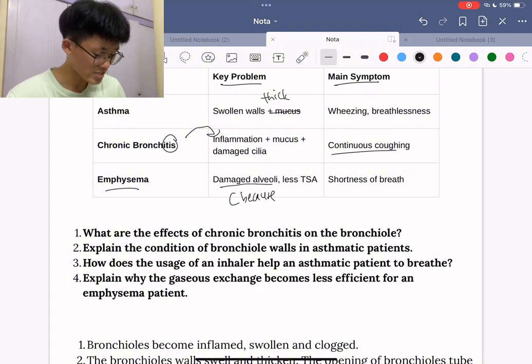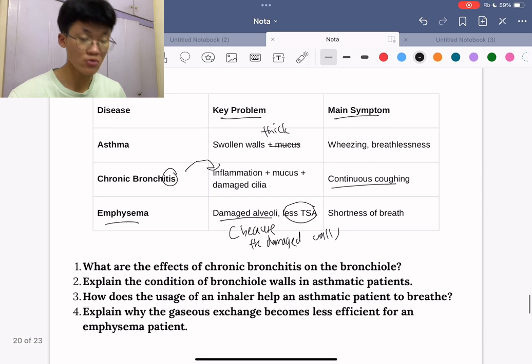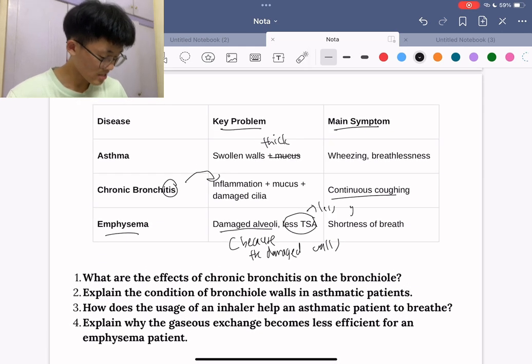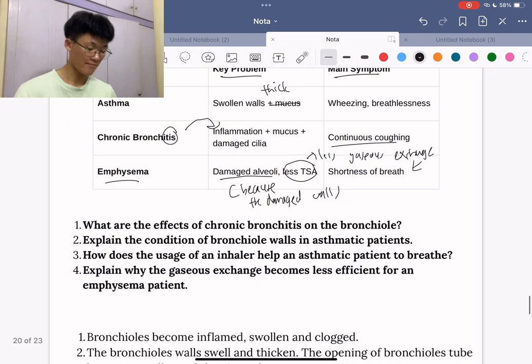Emphysema, what is the key problem? Damaged alveoli. Because of what? Because of the damaged wall. And this leads to less total surface area, which leads to less gaseous exchange. When you have less gaseous exchange, shortness of breath. You cannot get enough oxygen, right? I cannot get enough oxygen. I want more oxygen. So this is the symptom.